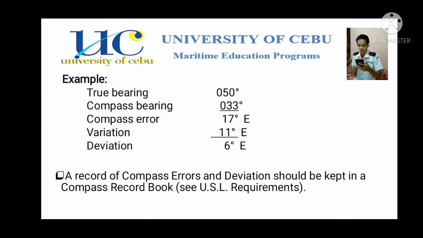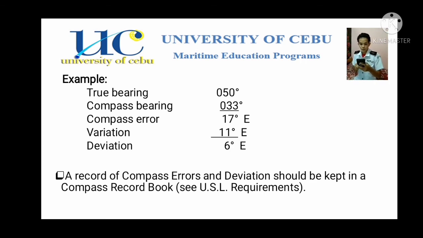Example: the true bearing of a light is 50 degrees and the compass bearing is 33 degrees. Then all you have to do is to deduct. The compass error will be 17 degrees east, and then the variation is 11 degrees east.